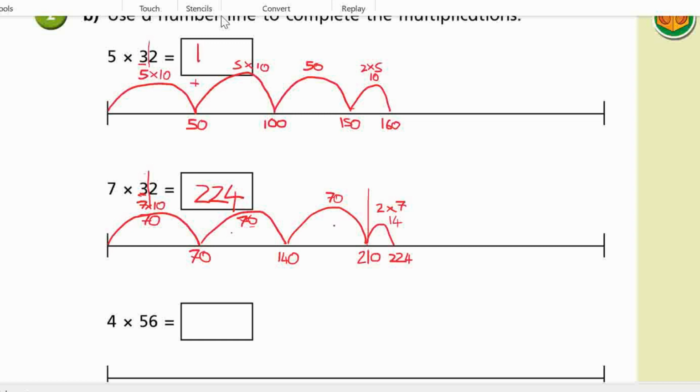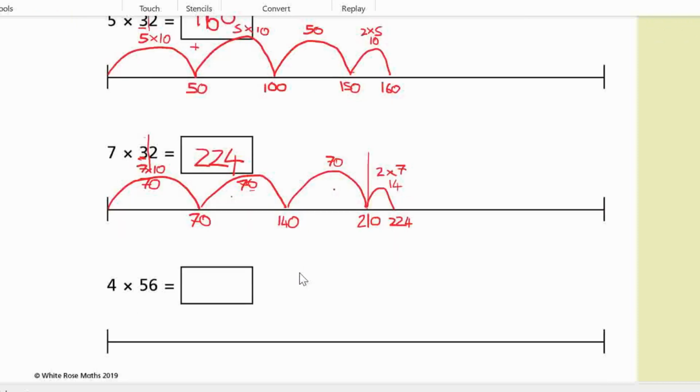I should write the answer in here, 160. Okay, 4 times 5. This means we'll have to do 5 jumps. And each time we do 4 times 10. So 4 times 10, what does that give us? 40. Okay, so I'm going to go here, and then we've got 40 here. If I go again, I've got to do it 5 times. 40 plus 40 is 80. Got to jump again. 80 plus 40 is 120. Okay.